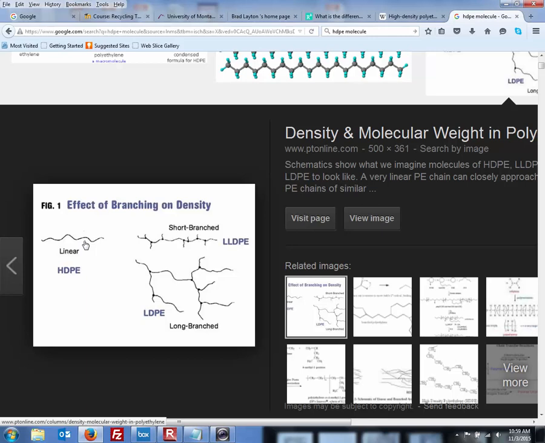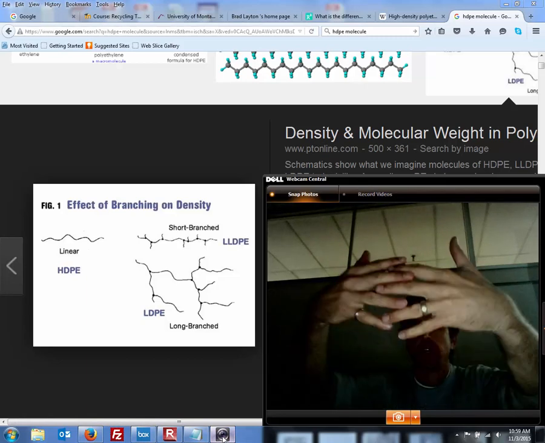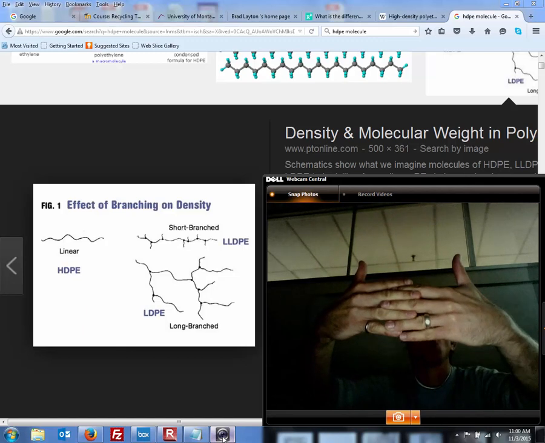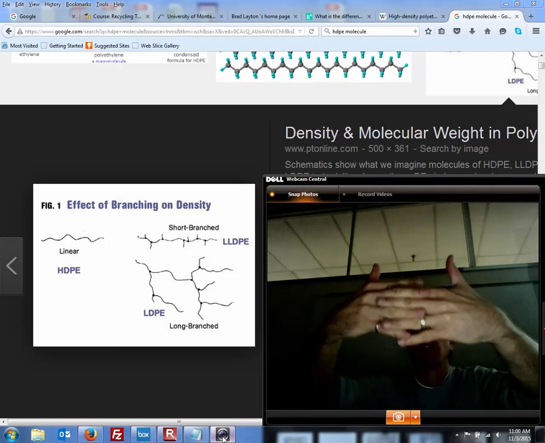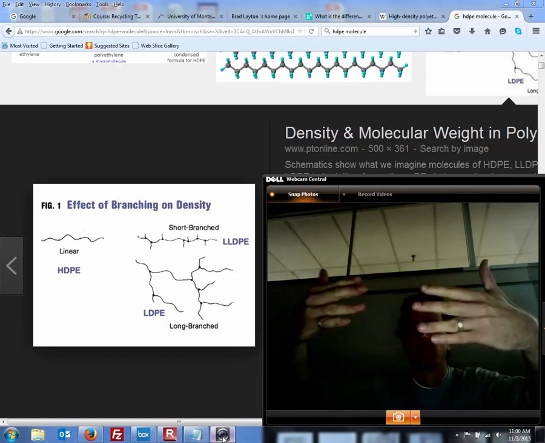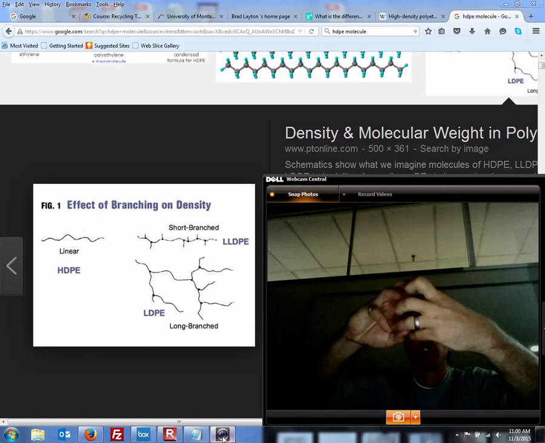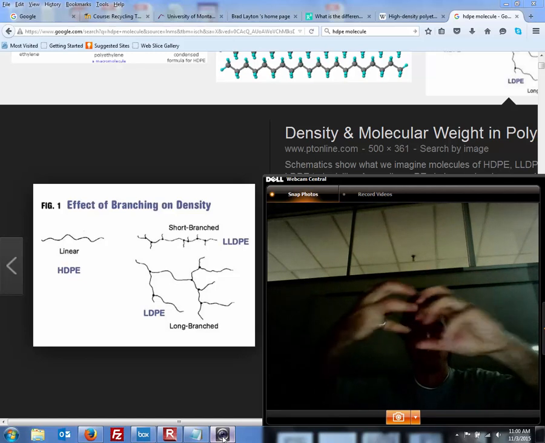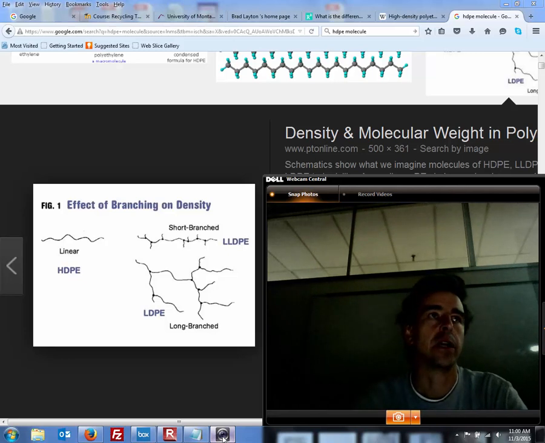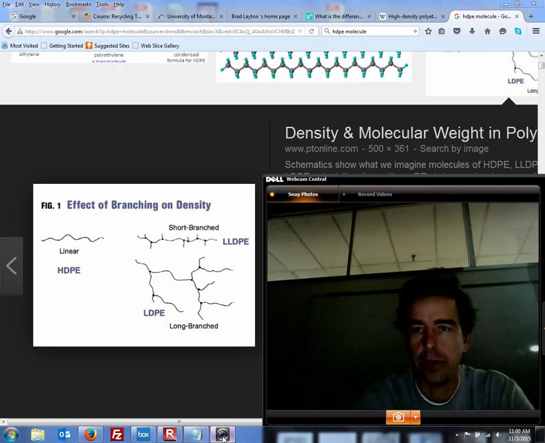LDPEs are not as stiff, they're not as strong because, and maybe I will use a little bit of finger puppets, they just don't have as much shear interactions. So imagine a nice long rope with nice long fibers. All of the fibers are touching each other and have very good tensile properties, difficult to pull apart. But in a branch chain, everything's sort of mangled and tangled and much stretchier, less stiff, and not as strong. So that's, at the molecular level, the difference between HDPE and LDPE.